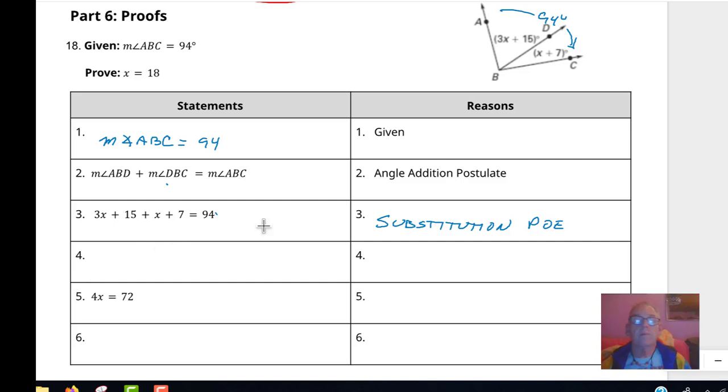For step 4, we need to simplify, so we're going to combine like terms. We get 4x plus 22 equals 94. Combine like terms. And then we take 22 away from both sides. 94 take away 22 gives me 72, so this is subtraction property of equality.